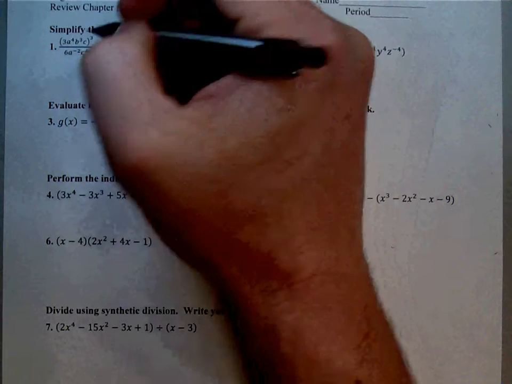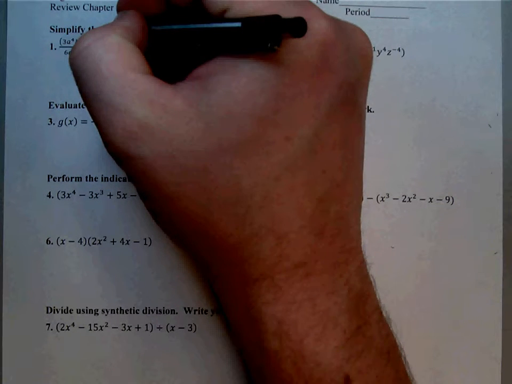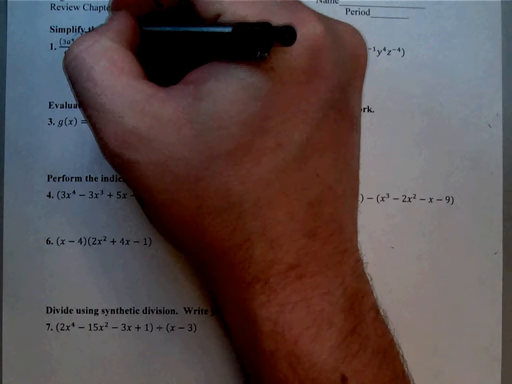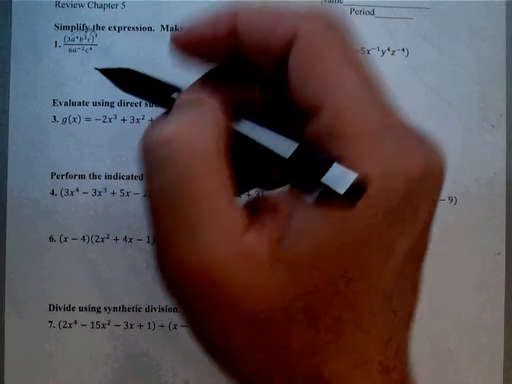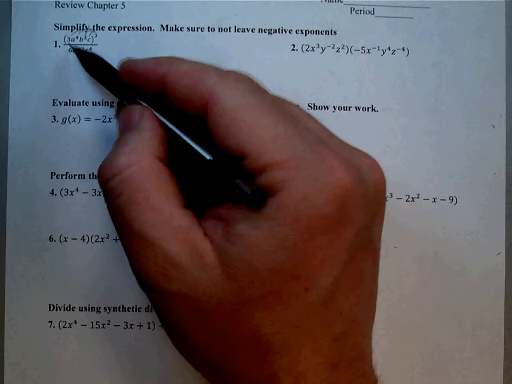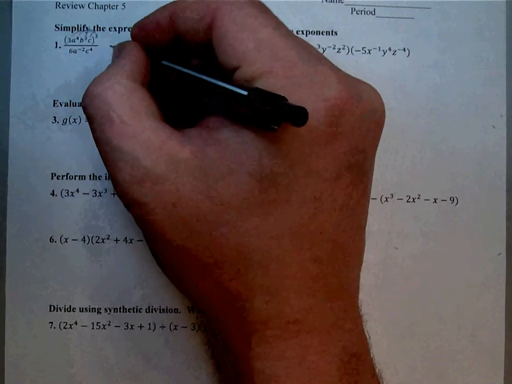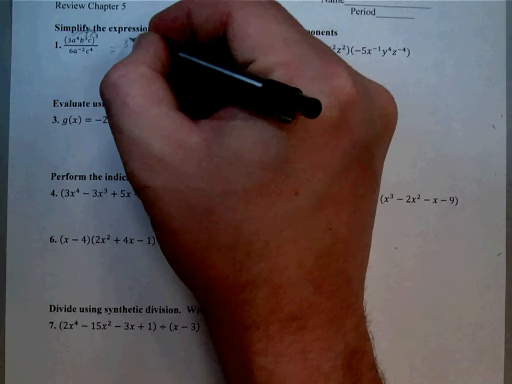All right, number one, this cube that's outside of these parentheses needs to be distributed through first. So make sure you do that. And when you have the 3, this first 3 is not an exponent. So when you bring it to the third power, that means 3 to the third power.